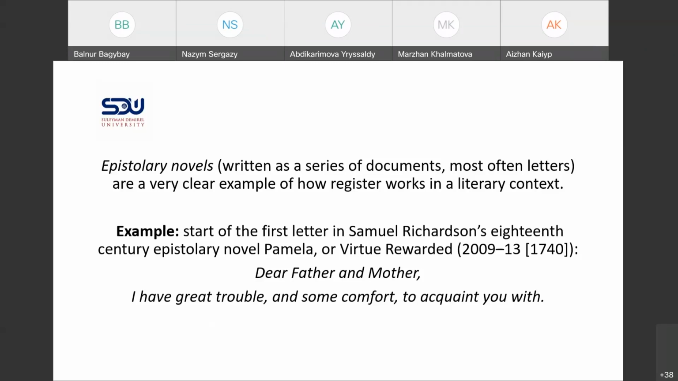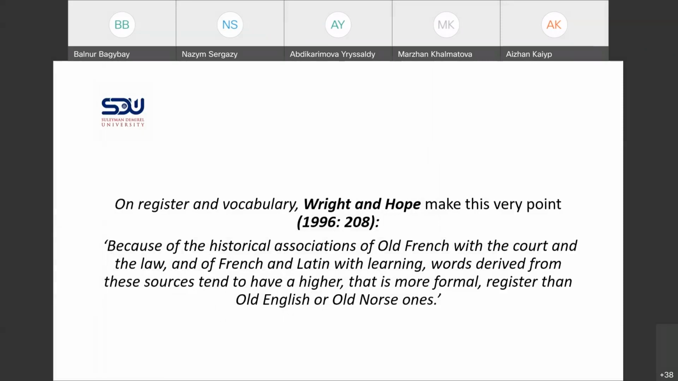So, sorry. About this thing, Brighton Hope made a quite interesting point about the register, about the vocabulary that is being used in a particular register. They wrote that because of the historical association of Old French with the court and the law, and of French and Latin with learning, words derived from these sources tend to have a higher, more formal register than Old English or Old Norse ones. So it means that when you use vocabulary from Latin or French origin, it is considered that you are using formal language mainly, whereas words in English that are of Germanic origin are considered mainly informal ones.